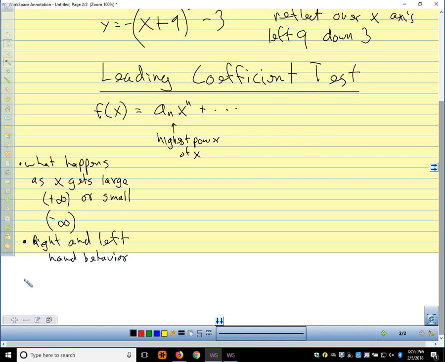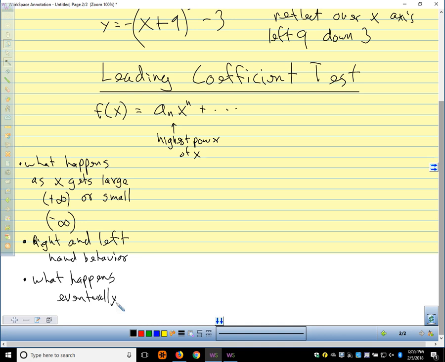So what's that first thing in the bottom? And the last, another way, the way that I think about this, is what happens eventually? So what we're asking when we're talking about the leading coefficient test or the right and left-hand behavior is, what happens as x gets really large, as we go way, way over this direction, or as x gets really small, way over this direction? What happens to our function?